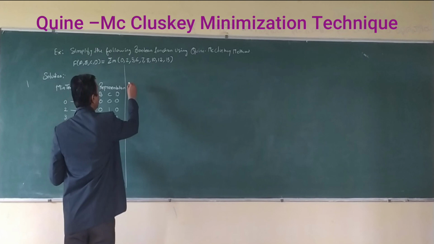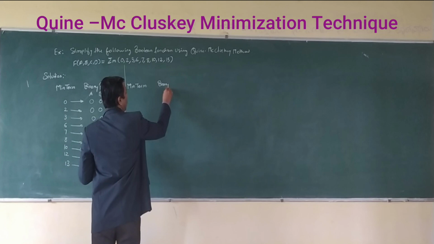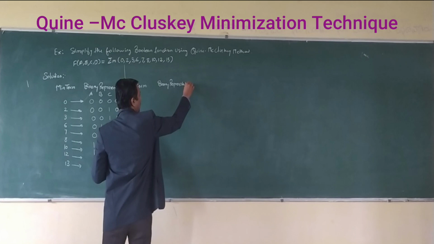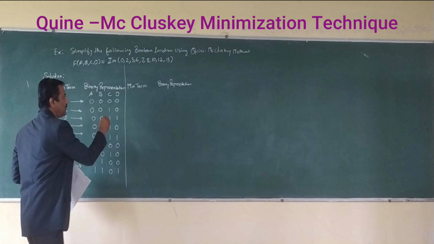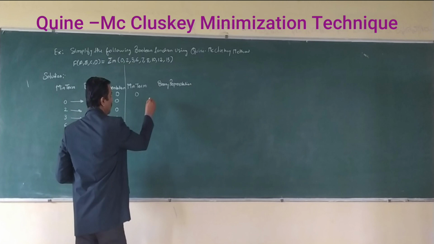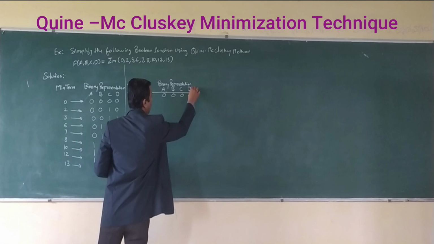So here we have the min term and the binary representation of that, and we are going to group those min terms according to the number of ones that have occurred in their binary representation. The first min term is 0, because we don't have any ones present in this min term. So I represent it as 0, 0, 0, 0. Fine. Now for 0, the first group.